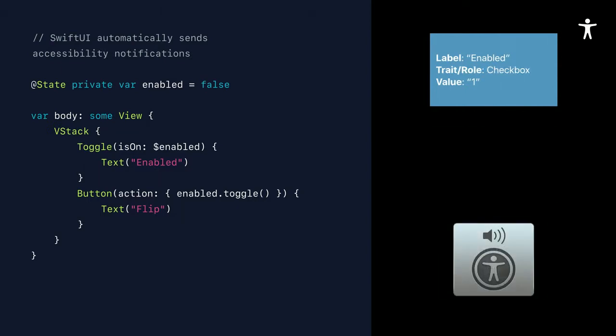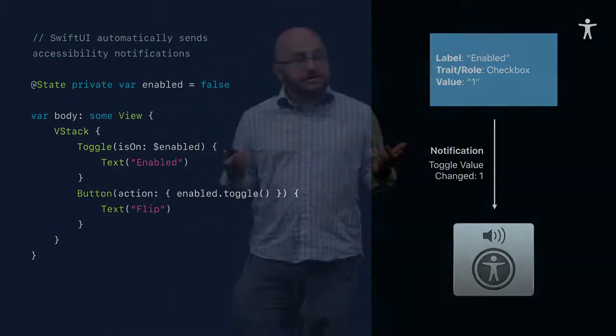So what happens here with accessibility? Well, the accessibility value of that toggle has now changed, so we need to let VoiceOver know. Because it understands that that value has changed, SwiftUI will automatically send a notification to VoiceOver telling it exactly what happened. Notice there's no accessibility-specific code needed here. You don't need to worry about accessibility notifications in SwiftUI because we send them for you.